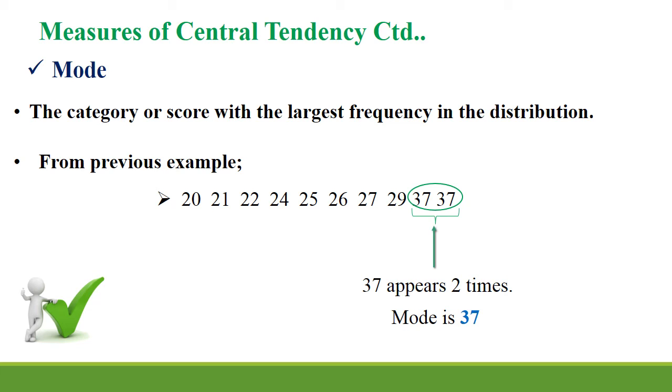Sometimes we cannot see a mode in the data set. That means the data points do not occur more than 1 time. So then we can say that we don't have a mode. Sometimes we can see more than one mode in the data set.